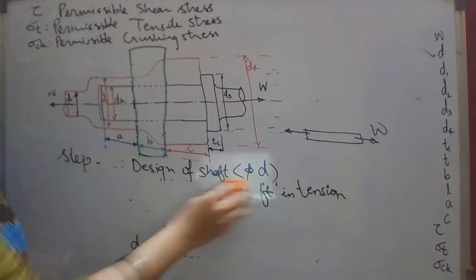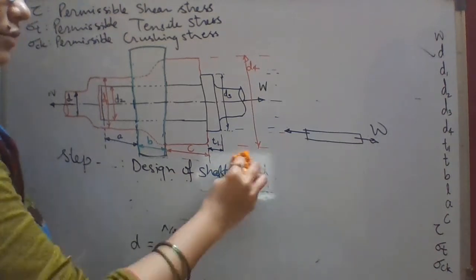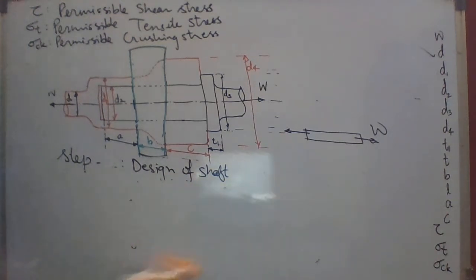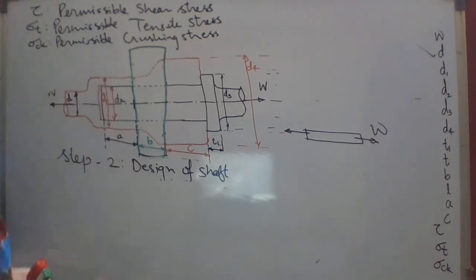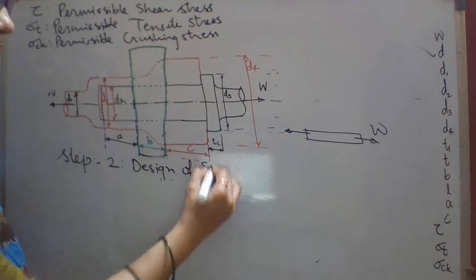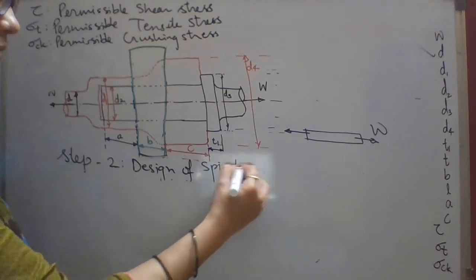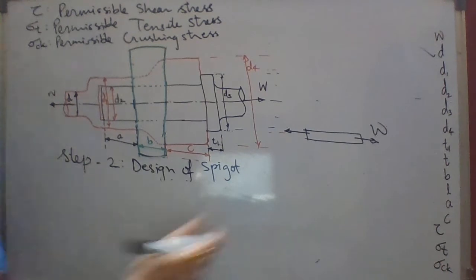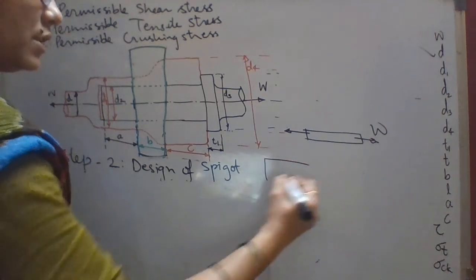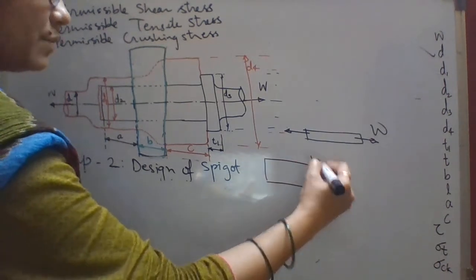Now from step number 1, we have already got the small letter d, one dimension. Step number 2 is design of spigot. Design of spigot. Okay, now for your reference, once again I'll show you the shape of the spigot.